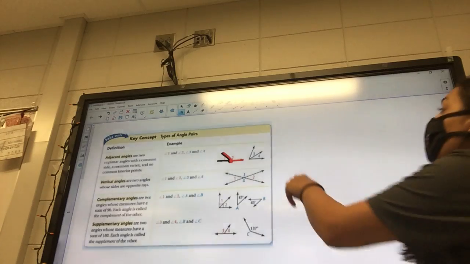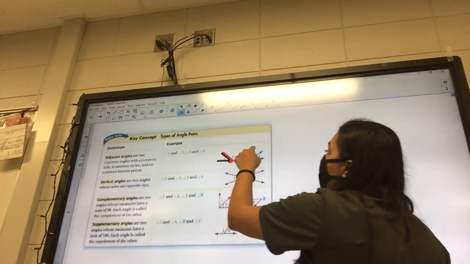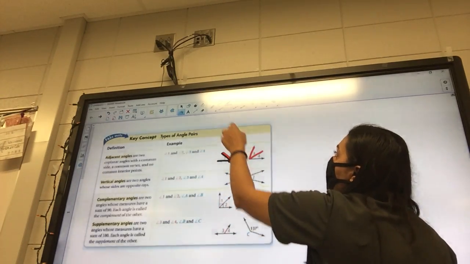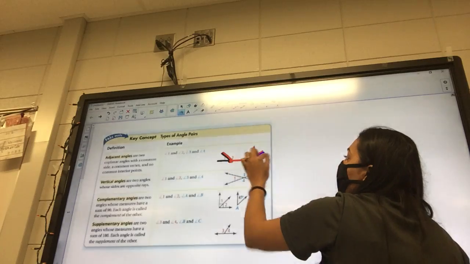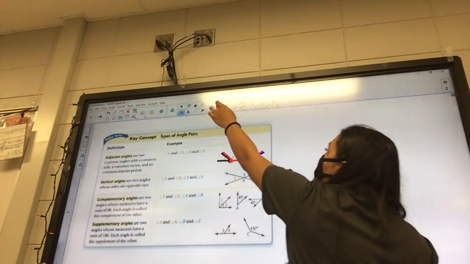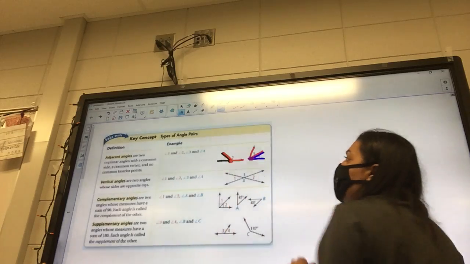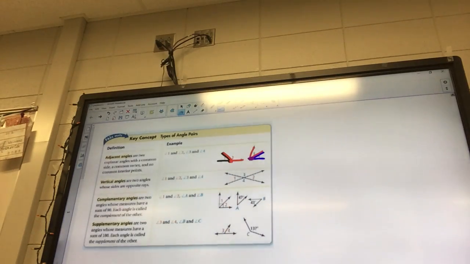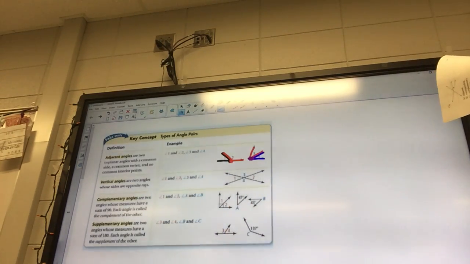And if you look at angle 3 and 4, same thing. We have this one, and we have this one. The vertex is going to be right here. They share a vertex, and they share a side. What side do they share? What colors are they? Red and blue. That red and blue side separates them. So those are adjacent angles.